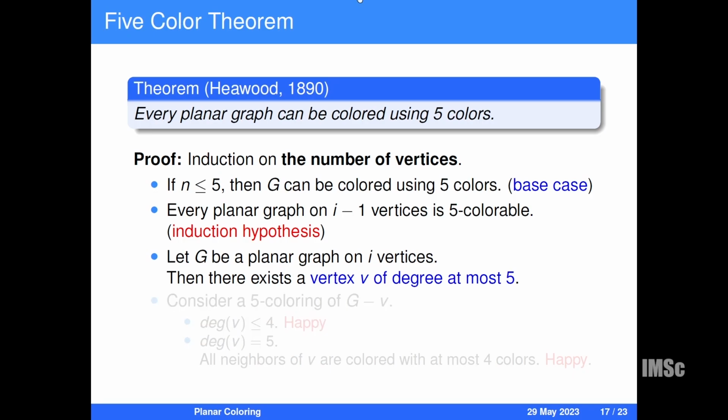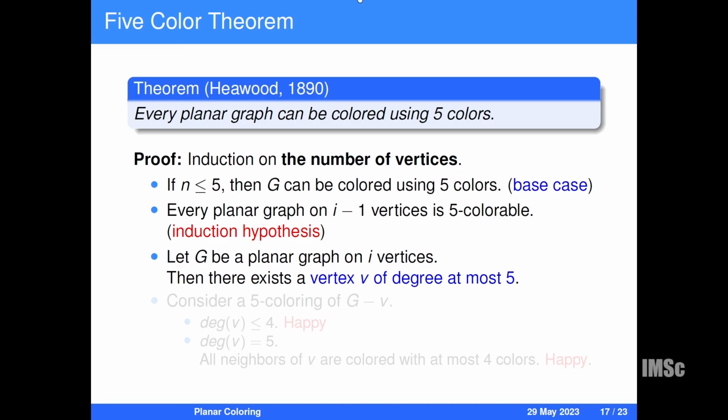So G minus V, does it contain... if V is removed from the graph, what is the number of vertices in this graph? I minus 1, right? But what does the induction hypothesis tell you? It says that it is 5 colorable. So G minus V is 5 colorable. Now you put back V. What color do you give to the vertex V? This is G minus V and it is 5 colorable.